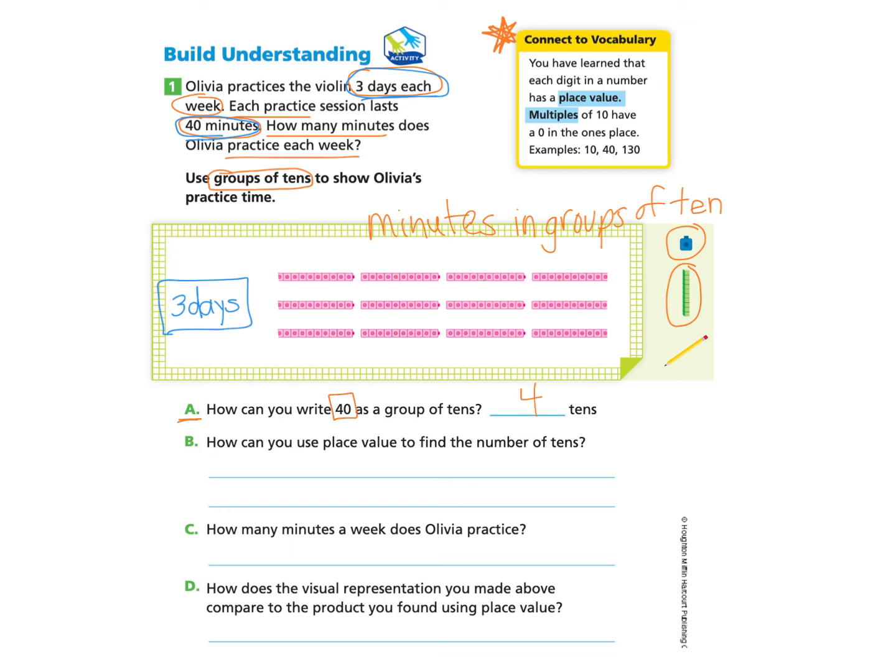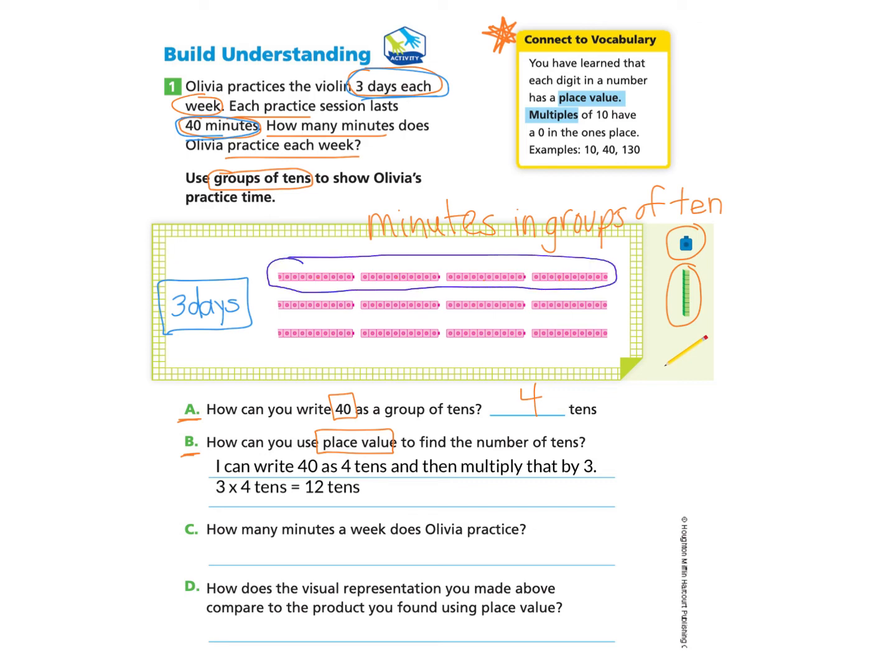Let's look at the next section. How can you use place value to find the number of tens? Well, I will start by saying I can write 40 as 4 tens, which I did here in this first row. So here are 4 tens. And then I'm going to multiply that by 3 days because that's how many days each week that she practiced. So I can multiply 3 by 4 tens and I will get 12 tens. I can count the blocks of tens. 1, 2, 3, 4, 5, 6, 7, 8, 9, 10, 11, 12. I confirm that I have 12 tens.